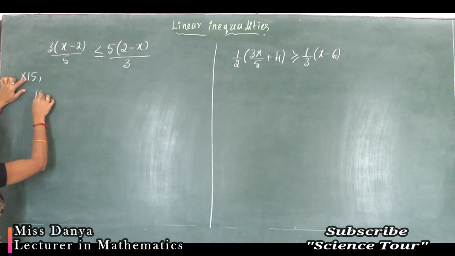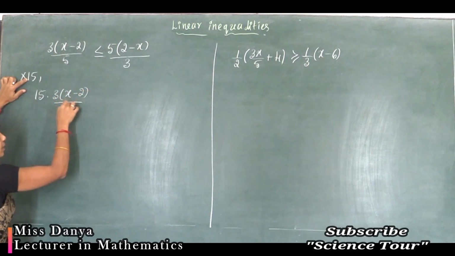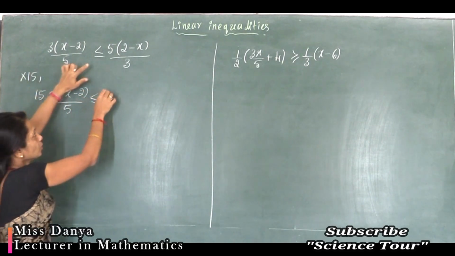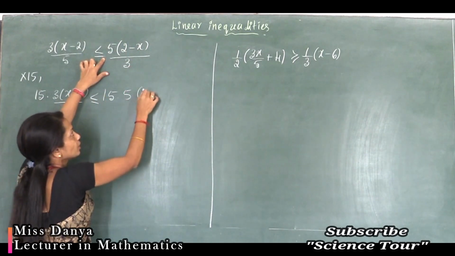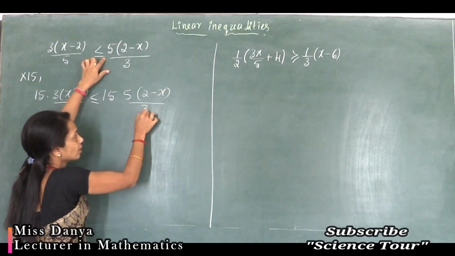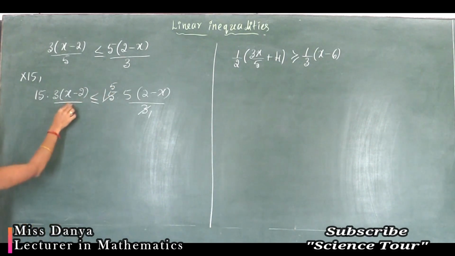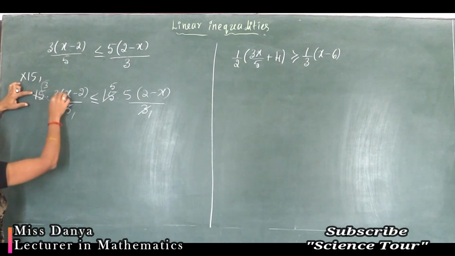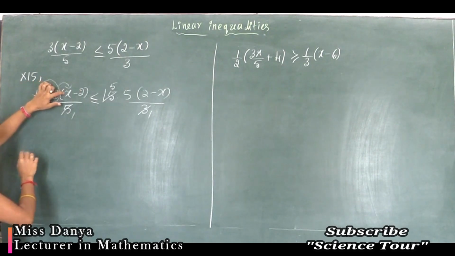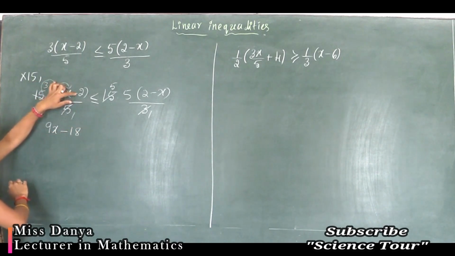Okay. So now 15 into this 3 into x minus 2 divided by 5 less than or equal to, here also you have to multiply the same, 15 into this one as it is 5 into 2 minus x divided by 3. Now 3 ones are 3, how many times? 15, 5 times. And here 5 ones are 5, 3 times. So outside this bracket you have 3 into 3, that is 9. So that 9 you have to multiply inside this bracket. 9 into x that is 9x, 9 into 2 that is 18 with the minus sign and less than or equal to symbol.